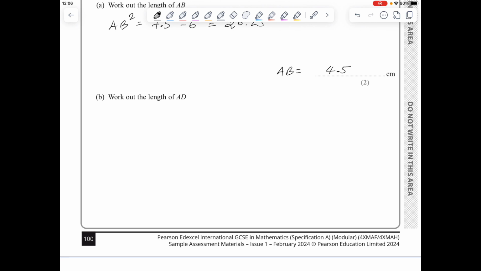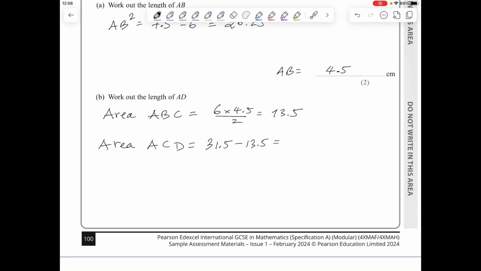Now the area of triangle ABC, which is the blue triangle, is equal to 6 times 4.5 over 2, which is equal to 13.5. So the area of ACD, which is the red triangle, is the area of the whole shape minus the area of the blue triangle, and this is 18. So for the red triangle, base times height over 2 is equal to 18, which implies that AD is 18 times 2 over 7.5. Put this on the calculator and you will get 4.8.